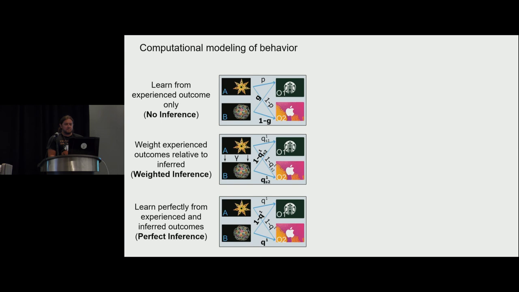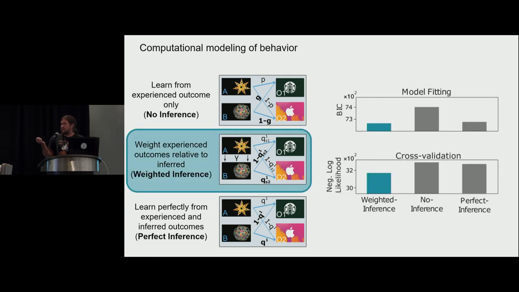And we compared these by using them to, one, fit to participant choice data, but also to predict new choices using forward chaining cross-validation. And what we see in both cases is that this weighted inference model greatly outperforms both of the other models when predicting participants' data and also just fitting their data in general.